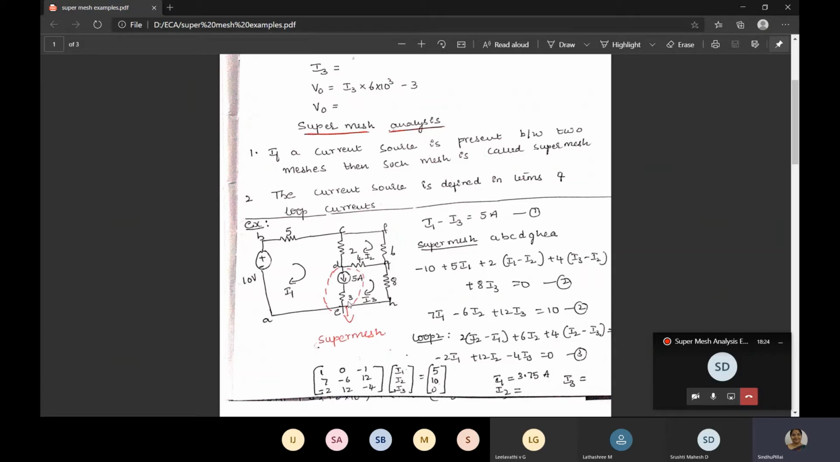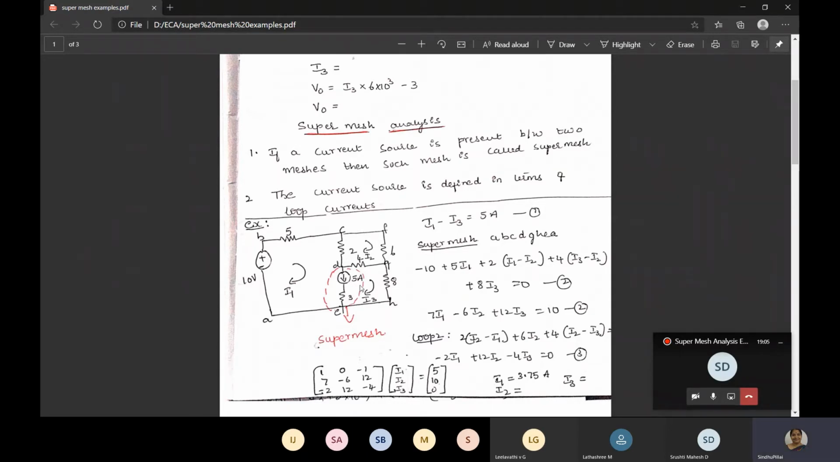Next, what we have to do, without considering this current source, you have to take this super mesh together. That means these two meshes I1 and I3 should be taken together and an equation written. So what is the super mesh? If you give a name for this super mesh, it will be like this. It will start from A, B, C, D. Next it is G, H, E and A. This complete mesh which includes both the meshes I1 and I3 together, we call it a super mesh. That concept should be clear.